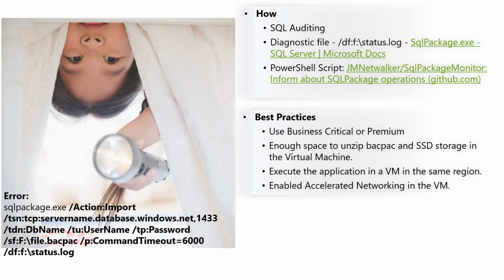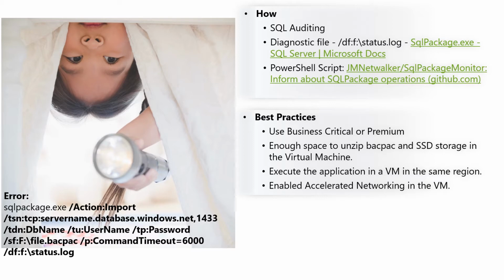Another very important thing is about the best practices. For me it's very important to remark to use Business Critical or Premium, because at the end this process will run a bulk insert, so we need as low a latency on the storage as we can get. It's also very important to review if you have enough space in your temporary folder to unzip the bacpac, because basically when you run the SQL package it will unzip the file in order to extract all the data.